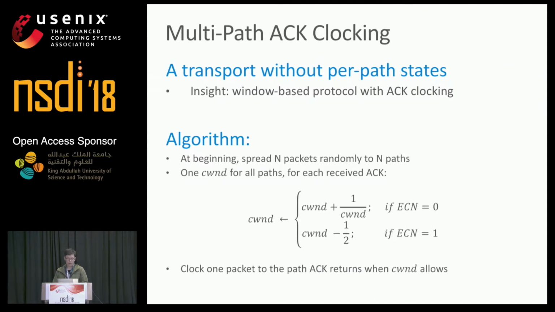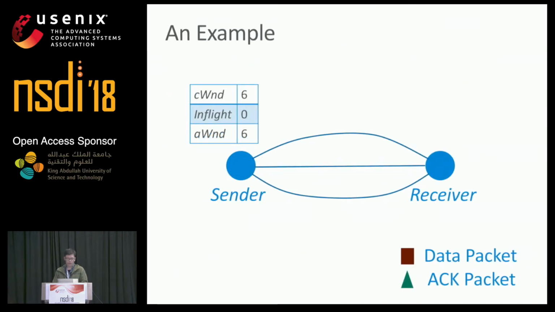So although we only use one congestion window for all the paths, as we can see in an example I will show next, it can do congestion-aware path distribution. So let's look at the example. Let's say that the initial congestion window is 6. So we will send out 6 packets to the 3 paths.